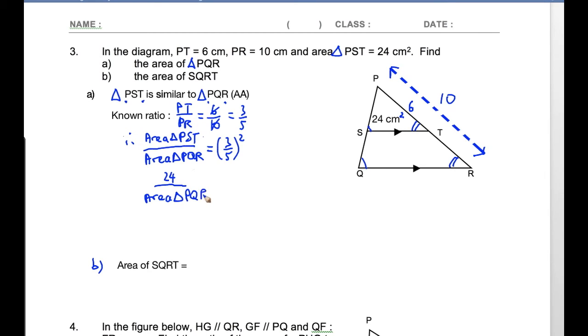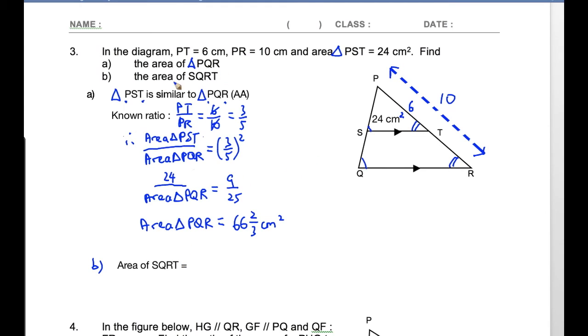Therefore, we can find the area of PQR, which we simplify to 66 and 2/3 cm squared.